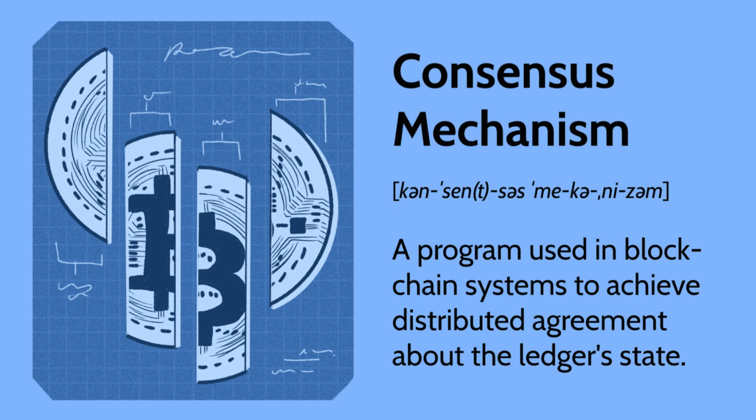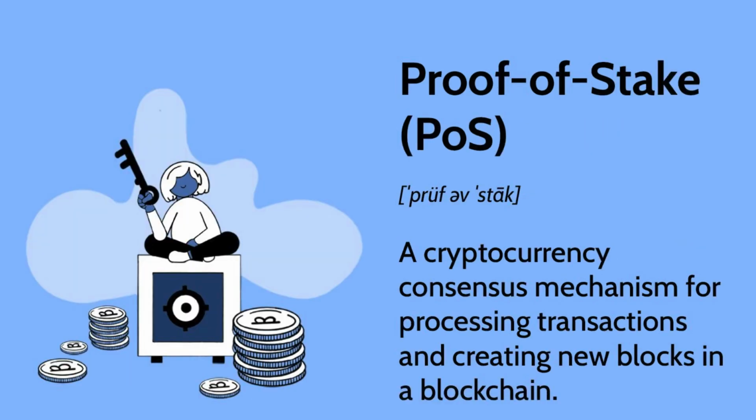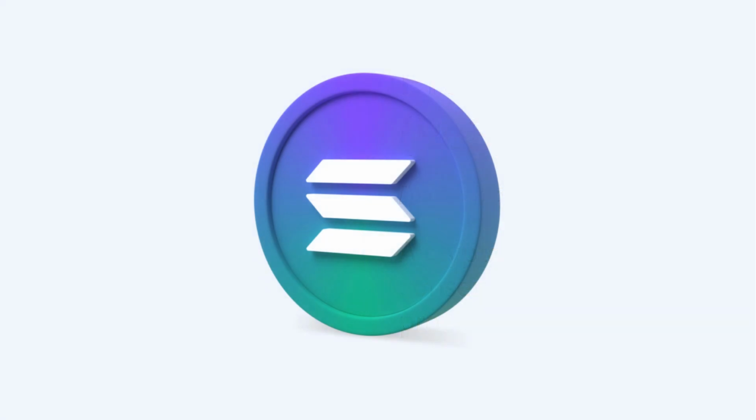3. Consensus mechanism. Proof of stake, POS. Solana primarily utilizes a POS consensus mechanism. Validators, who hold SOL, Solana's native token, are chosen to produce blocks and validate transactions based on the amount of SOL staked.